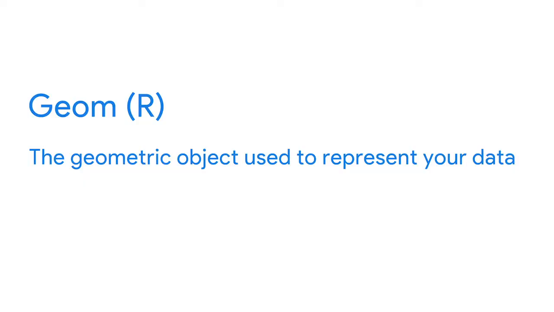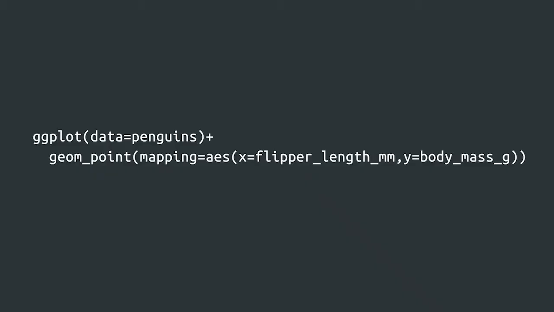As a reminder, a geom is a geometric object used to represent your data. Geoms include points, bars, lines, and more. In our code, the function geom_point tells R to use points and create a scatter plot. We'll learn more about geoms later on.